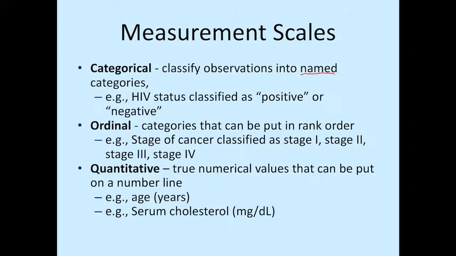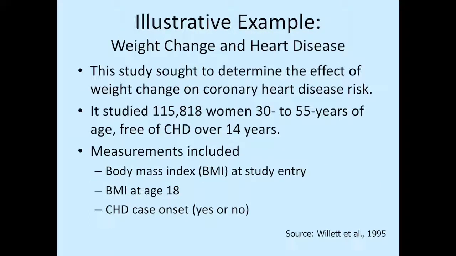So we have ordinal, then we have quantitative. Quantitative is a true numeric value. They can be put on a number line. So anytime we have a number associated with it, this is going to be our quantitative measurement scale, such as age or cholesterol. You think of heartbeats per minute. Anytime you have a numeric quantity, that is where we're going to have a quantitative measurement scale.